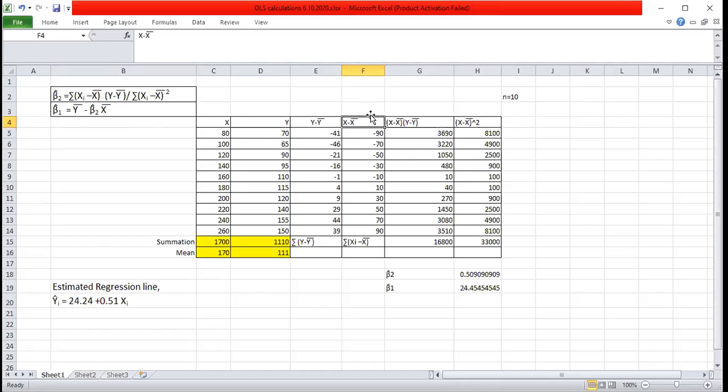So what you do is square this column here. Look, F5 times F5, F6 times F6, that means minus 70 times minus 70. Here, minus 50 times minus 50, F7 times F7, and so on. Here you see 10 times 10 is 100, F10 times F10. So this is basically the xi minus x bar whole squared column. When you add that, you get summation of xi minus x bar whole square, which is this.